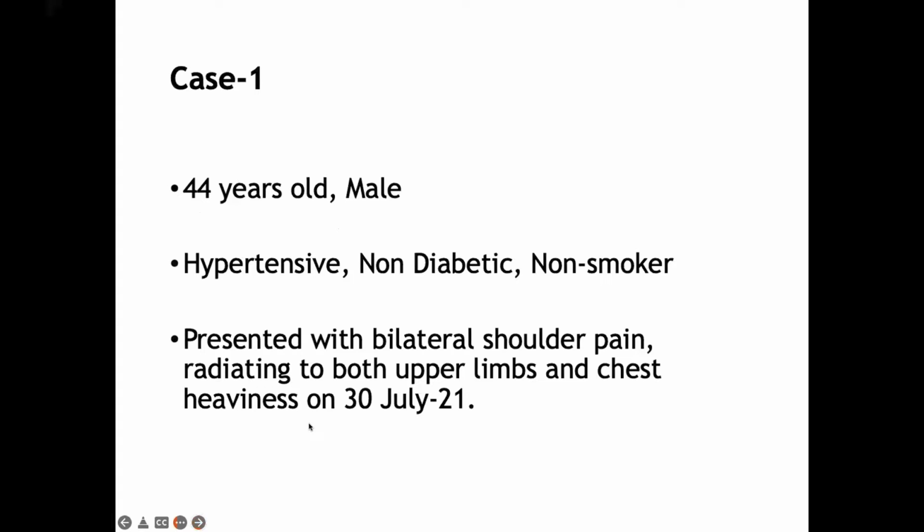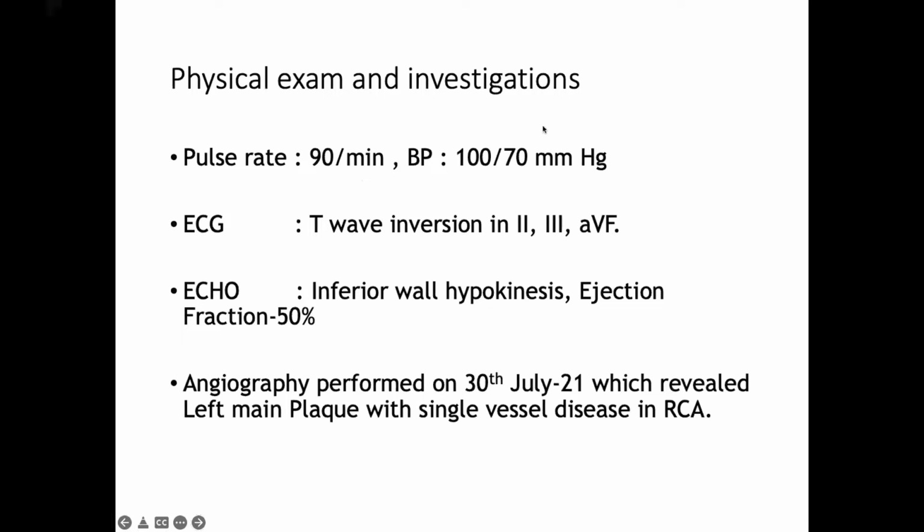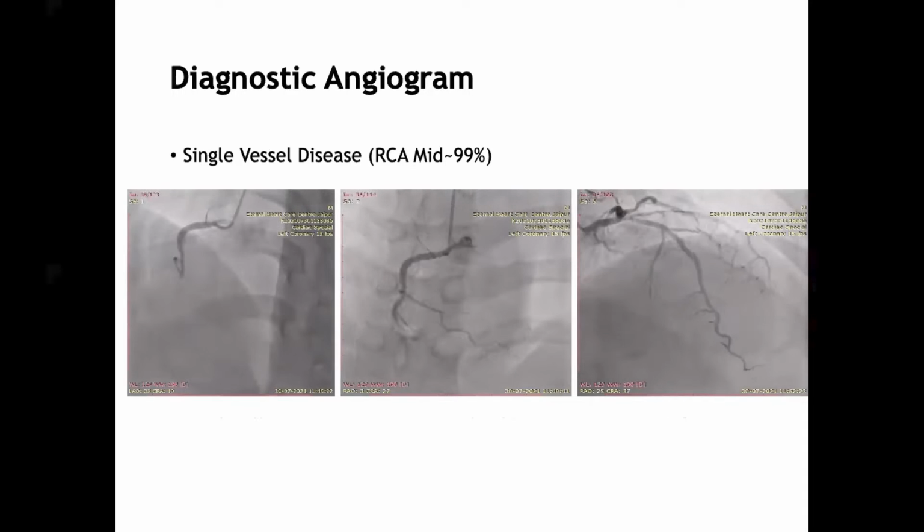Case 1 is a 44-year-old male. He's been hypertensive for the last 4 years, non-diabetic, non-smoker. He presented with acute coronary syndrome, and the ECG revealed inferior T-wave inversion in II, III and aVF, and on echo there was inferior wall hypokinesia. EF was well preserved, 50%. On the basis of this clinical scenario, young patient, ACS, inferior hypokinesia, fairly preserved LV function, the diagnostic angiography revealed a discrete lesion.